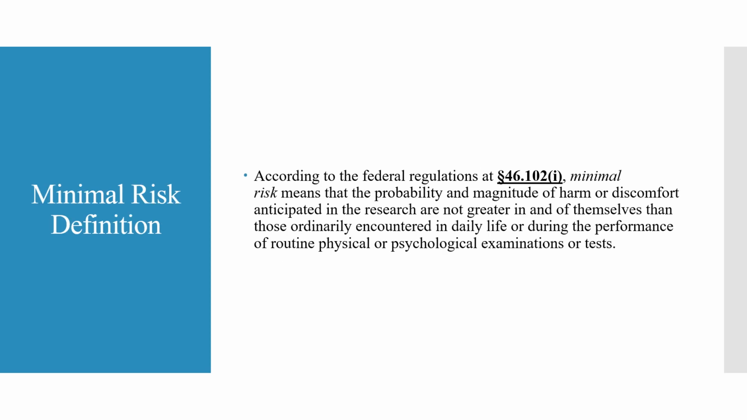The big difference between exempt and expedited was how close they got to that level of minimal risk. But what does minimal risk mean? Minimal risk means that the probability and magnitude of harm or discomfort anticipated in the research are not greater than those ordinarily encountered in daily life or during the performance of routine physical or psychological examinations or tests. So to put that in layman's terms, it essentially means that the risks that your participants will encounter in your study are no higher than the risks that they already encounter in their day-to-day lives.